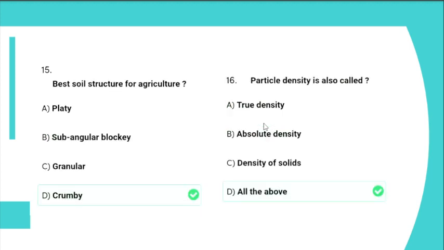Next question: the best soil structure for agriculture is? The option is D, crumb. Particle density is also called? Here all the options are correct. So we can also say true density, absolute density and density of solids.